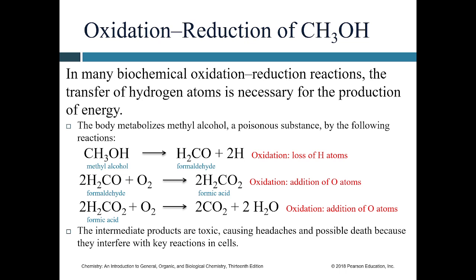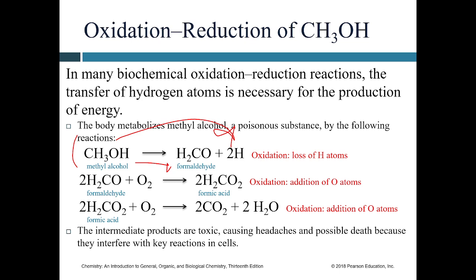for the production of energy. The body is going to metabolize things like methyl alcohol, which is a poisonous substance. And here we are actually seeing methyl alcohol being oxidized. Now, in a biological system, there's a little trick we can play. We don't necessarily need to keep track of the electrons in biology. Typically, it's good enough to keep track of the oxygens and hydrogens. So, for example, in this case right here, we've lost hydrogens, and so we're being oxidized. Gaining hydrogens would be being reduced.